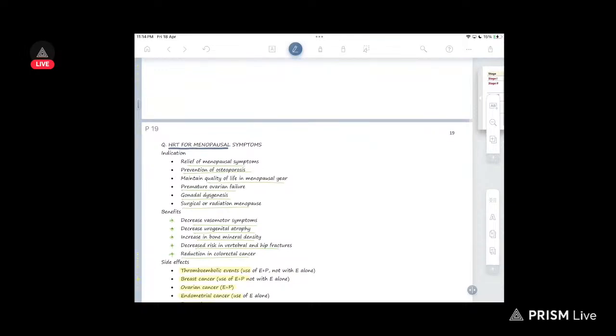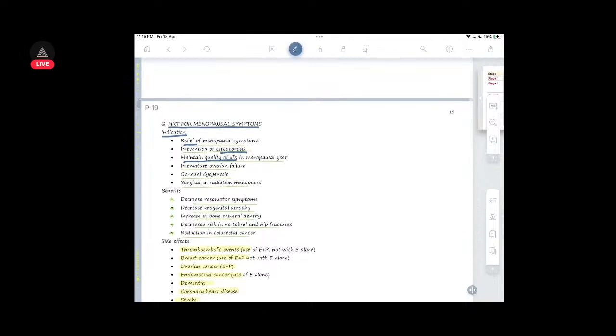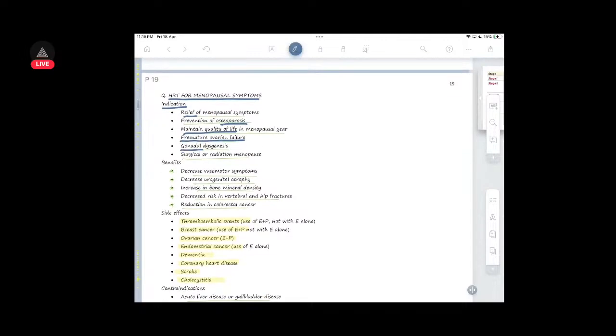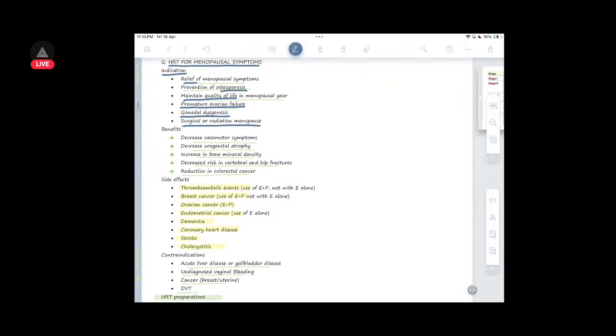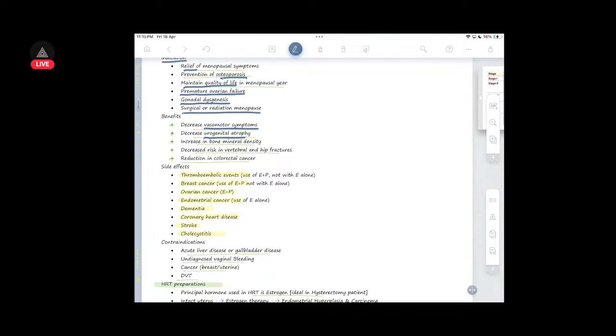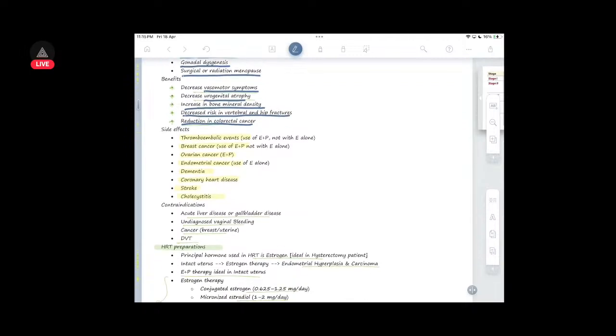Then HRT for menopausal symptoms. So indications: if relief is required, osteoporosis, maintain the quality of life, premature ovarian failure. In cases of premature ovarian failure, gonadal dysgenesis also you have to provide HRT, surgical or radiation menopause you have to provide HRT. So benefits are decrease in vasomotor symptoms, decrease in urogenital atrophy, increase in bone mineral density, decrease risk in vertebral and hip fracture, and reduction in colorectal cancer.